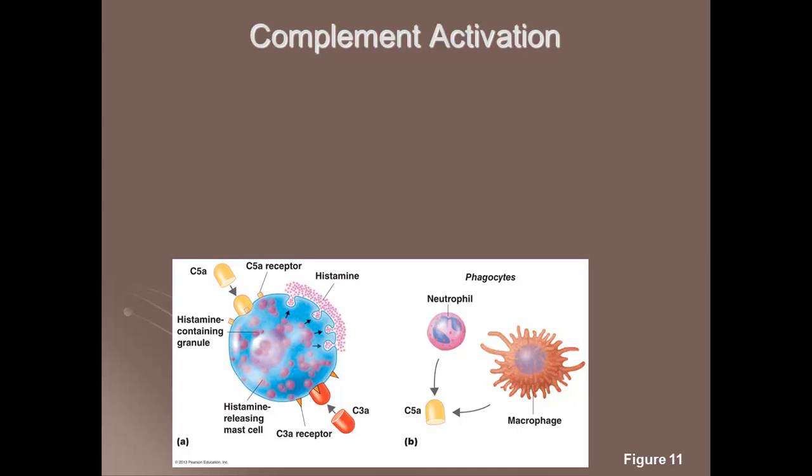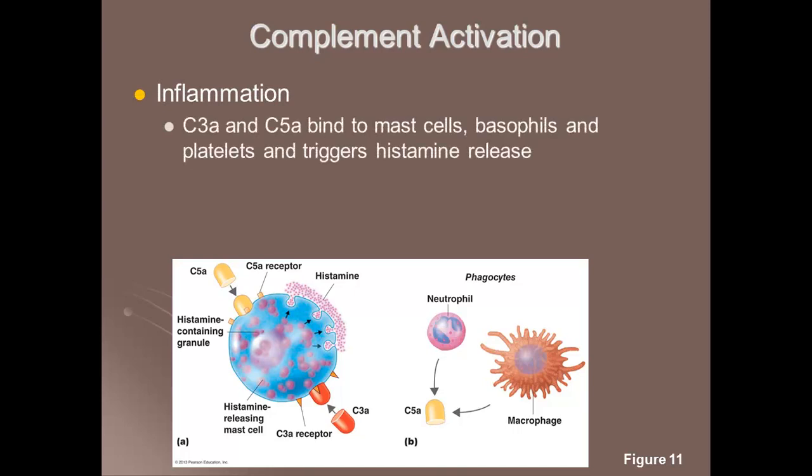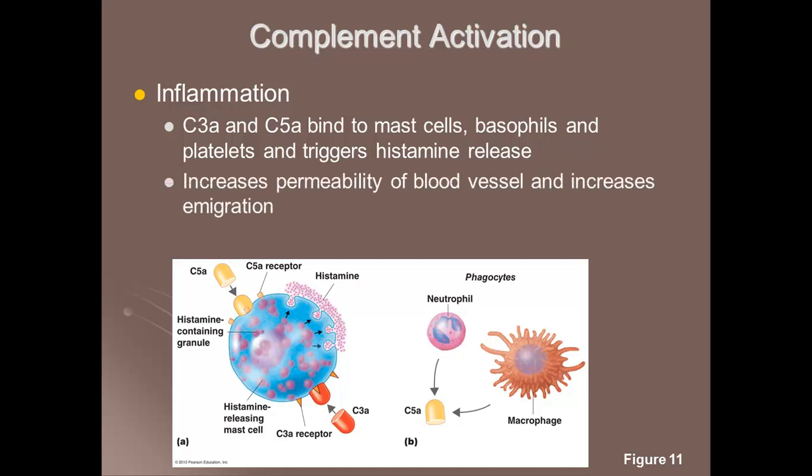Going a little further with C3A in terms of inflammation. C3A and C5A bind to mast cells, basophils, and platelets and trigger histamine release. This increases the permeability of the blood vessel and it increases immigration. C5A can also be a very strong chemotactic factor, so it calls these other leukocytes to come and help fight.